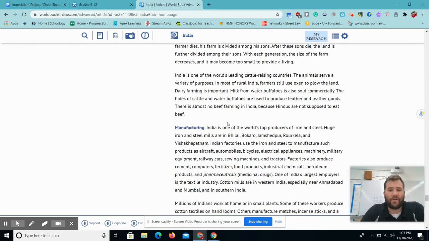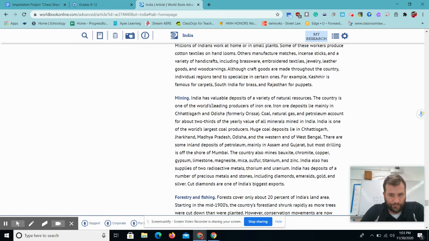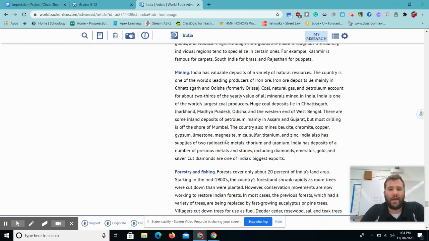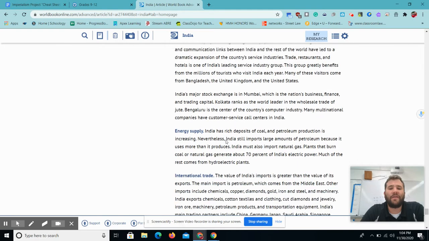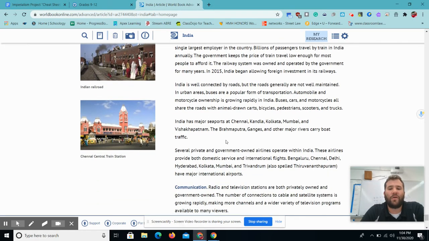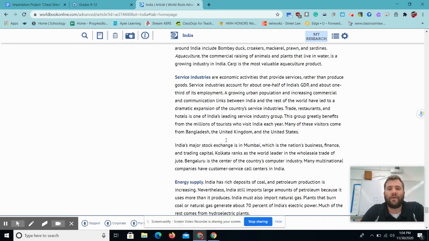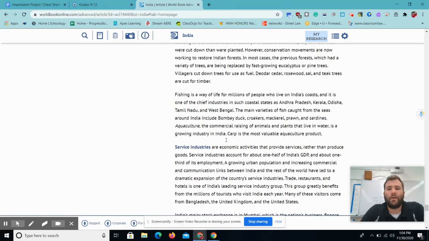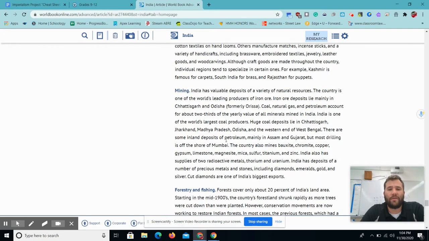Manufacturing, you can talk about how they make a lot of stuff today. Mining: coal, natural gas, petroleum, those are things that they have today. So I'm just briefly looking at what are the things that they sell today. Now, do they still sell stuff that they've always sold? Do they still sell silk? Do they still sell tea, perhaps? Those might be some things to look into.